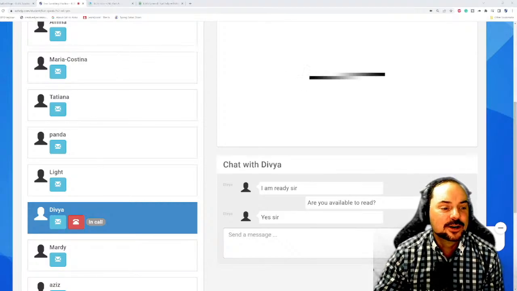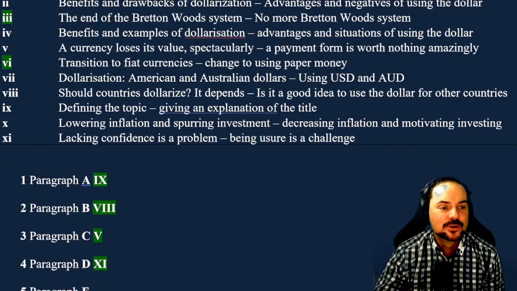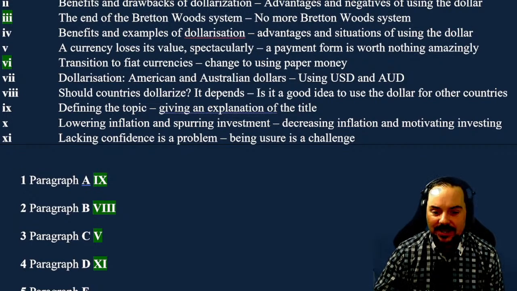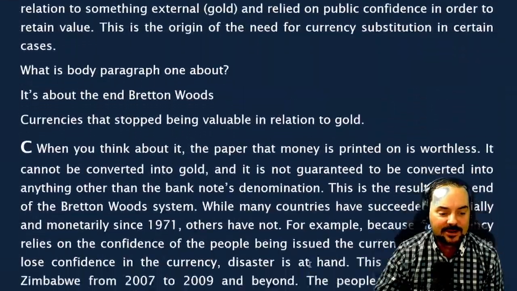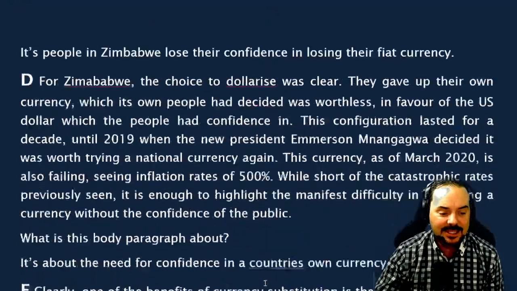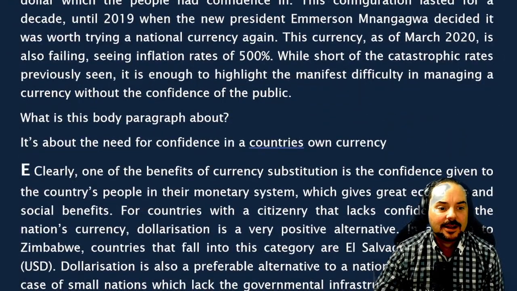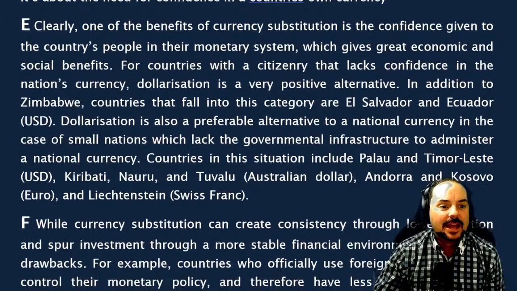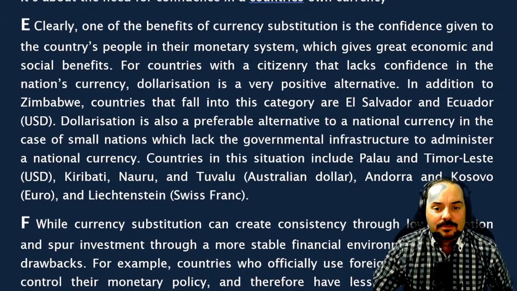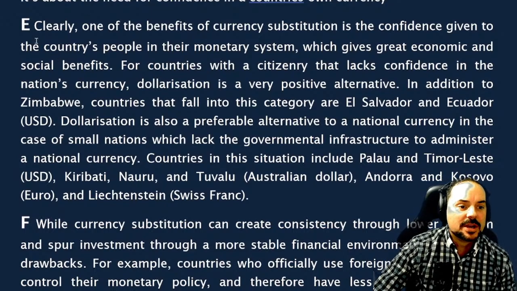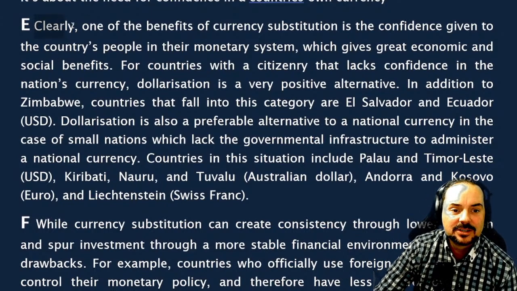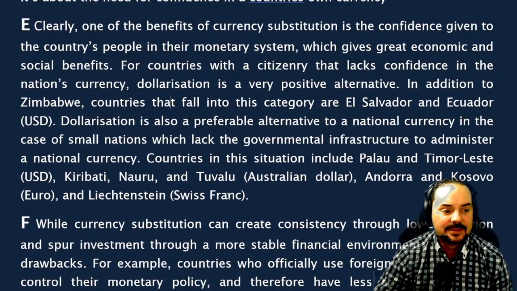Ammu, okay, help us out with this next paragraph. So let's hop back to this reading passage, and then we will go to paragraph E. Here, slowly but surely. So we're practicing this strategy now, and it's seeming to work. So whenever you're ready, start reading from clearly one of the benefits. Okay, from that part there.